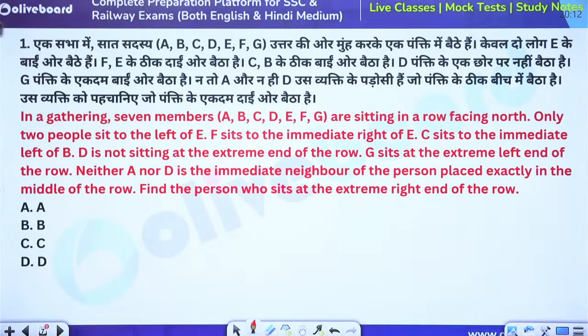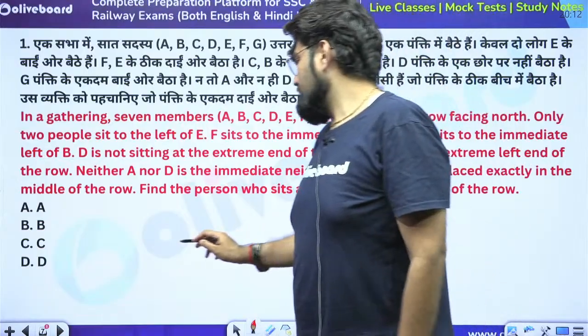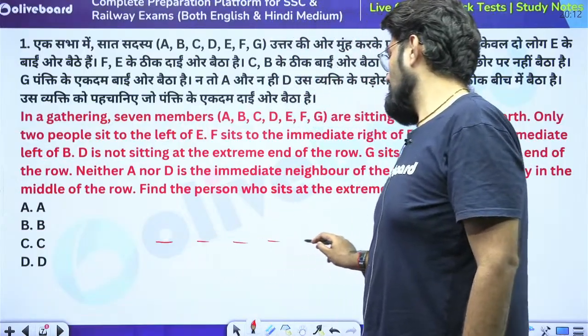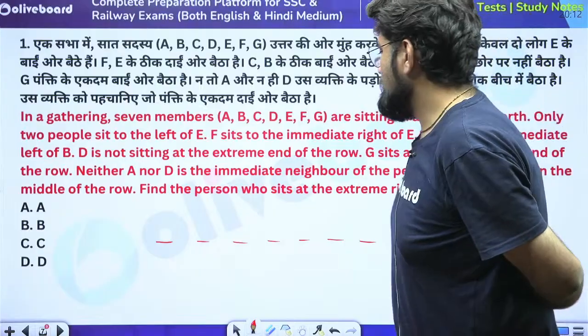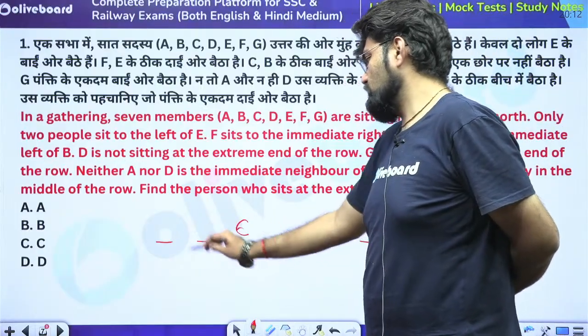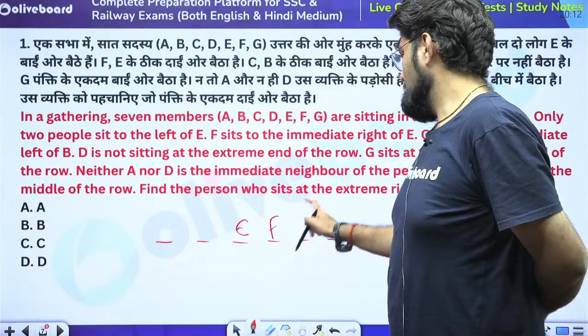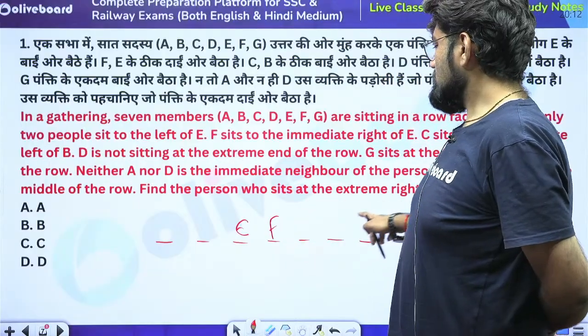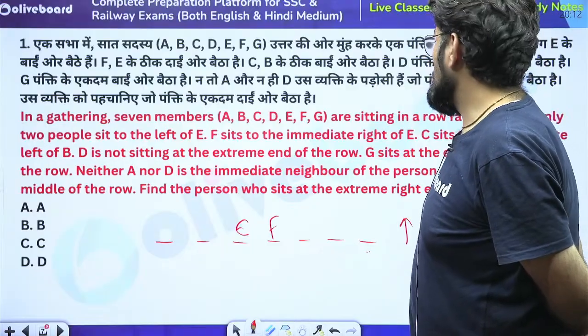Now in a gathering, 7 members are sitting in a row facing the north. Okay, cool. So 7 members in a row facing the north. Only 2 people sit to the left of E, so E has to sit here. Then only 2 people will be on the left. F sits to the immediate right of E, so F has to sit here. Read the question. Who is at the extreme right end of the row? We need this person. So E and F cannot be the answer.